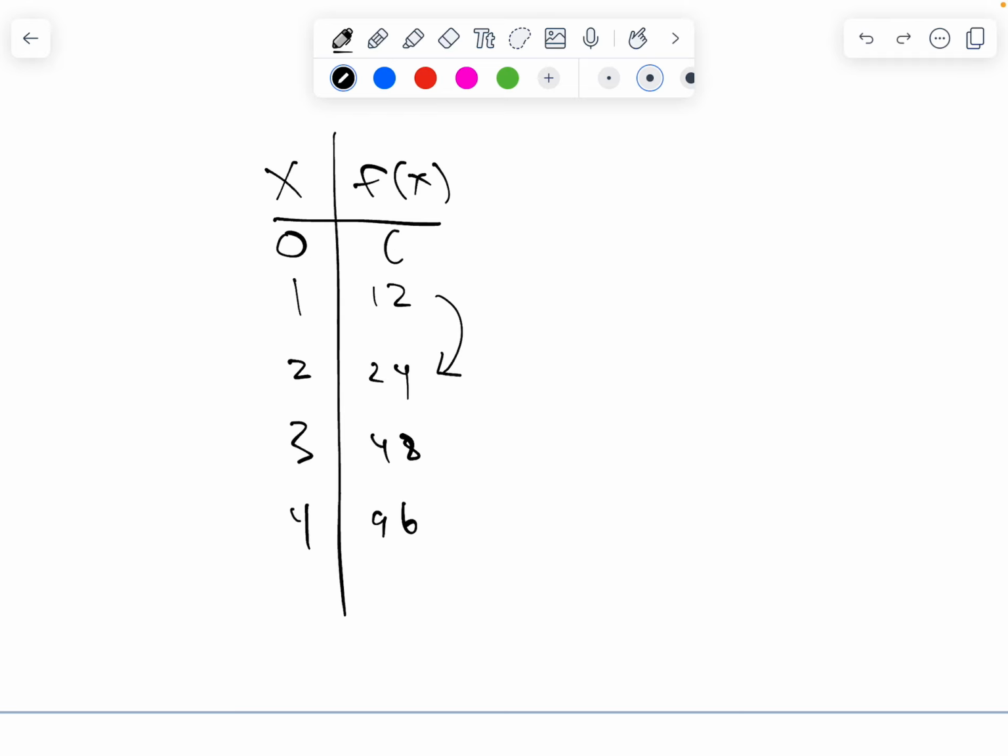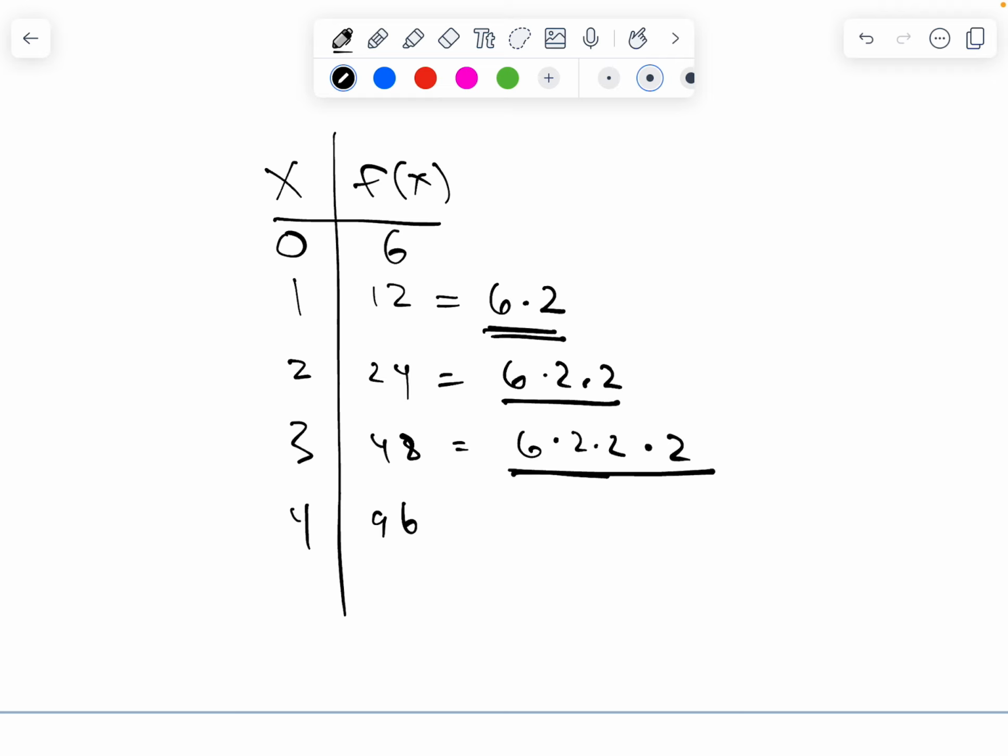Now, starting from 6, I can rewrite 12, and that's going to be the same thing as 6 times 2, right? Because it's timesing by 2. And then to go from 12 to 24, I'm taking that and timesing it by 2 again. So it's 6 times 2, but times 2 again. 6 times 2 times 2 is going to be 24. Then I can take that, which is 24, and times it by 2 again. So 6 times 2 times 2, but then times 2 again. I'm going to take that thing and multiply it by 2 again. And so you're starting to see what this is looking like.